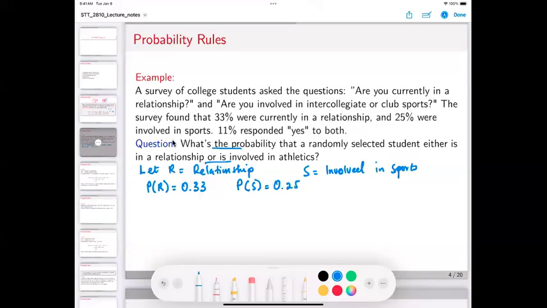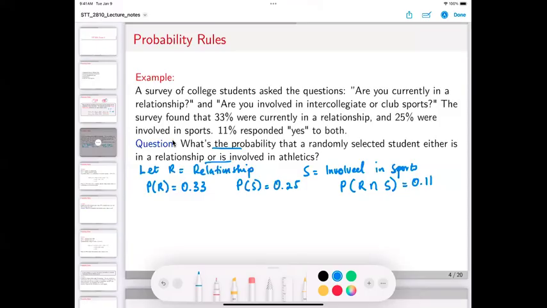And then involved in both, that means that probability of relationship and sports. I told you that this sign means and. Is that okay? And that would be what? 0.11. Are we all clear on this one here? Any questions so far? We all good?